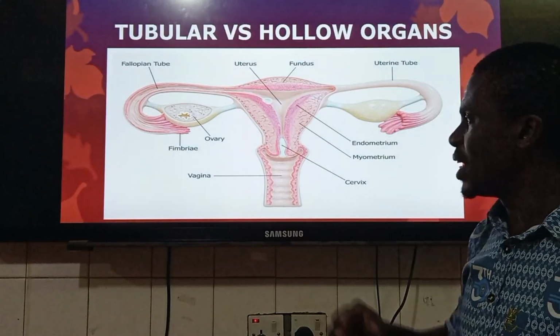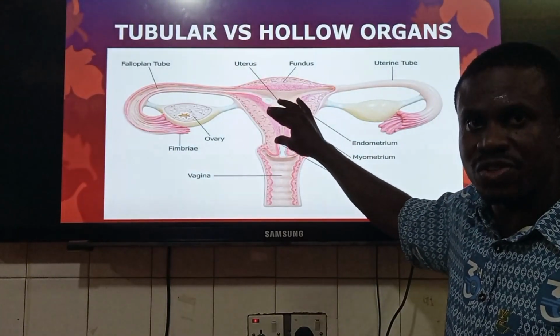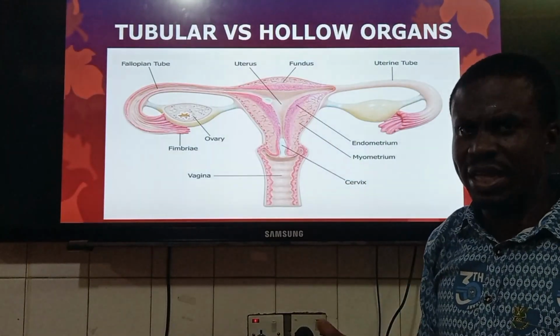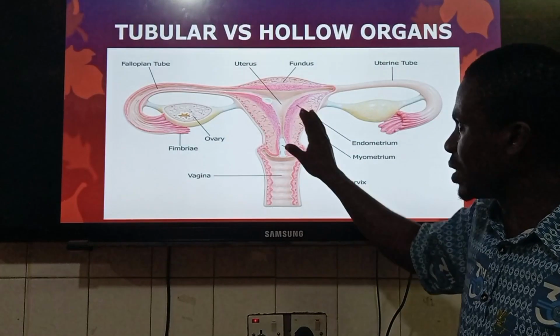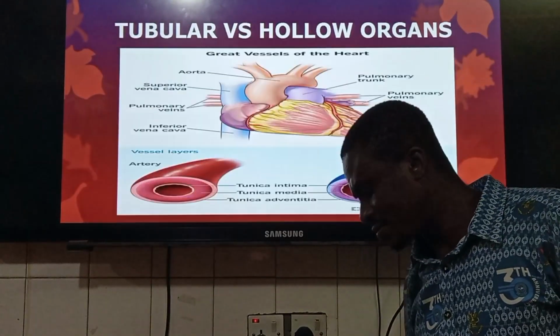But if you look at it, the caudal portion of the uterus is the cervix, which is also a tubular structure. That is one thing I want you to know. But of course, the main body of the uterus is going to be a hollow structure.